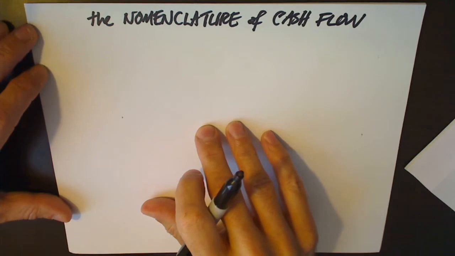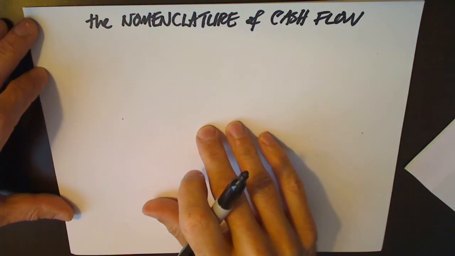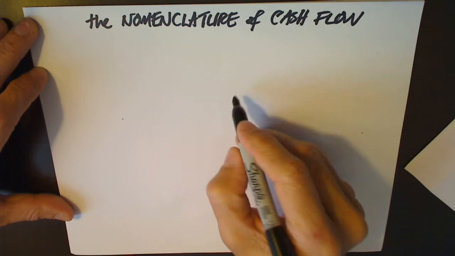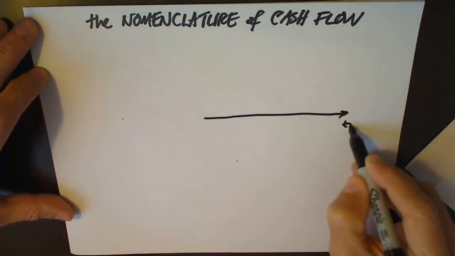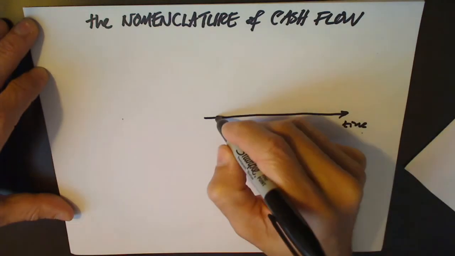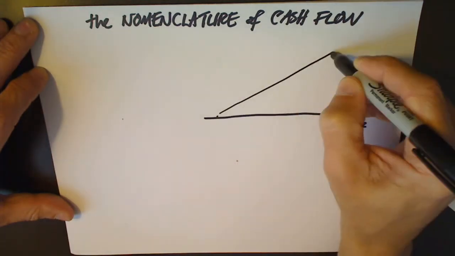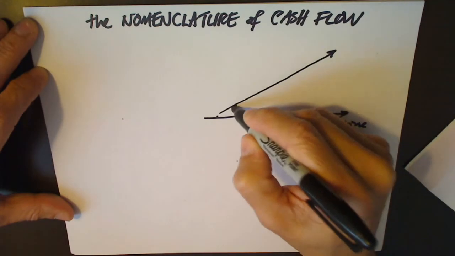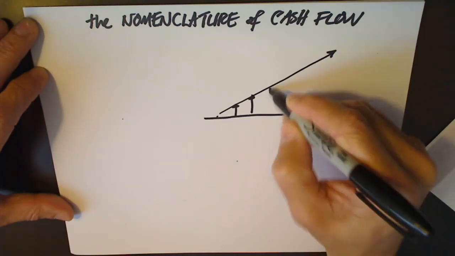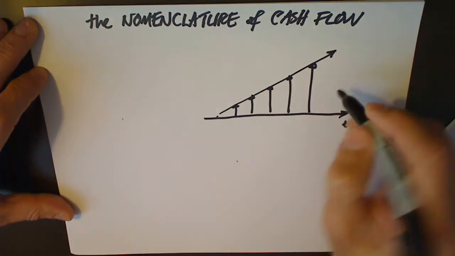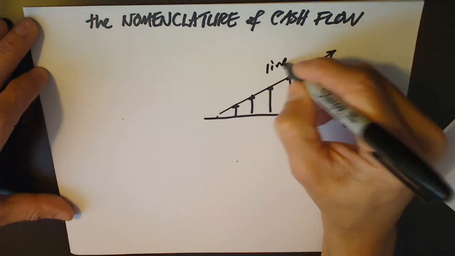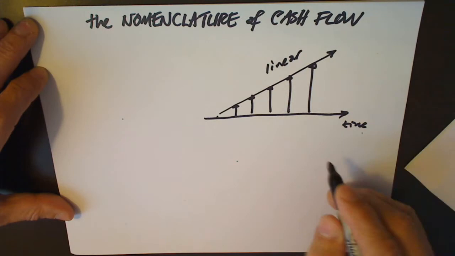There's some special cases of cash flow diagrams that don't look like a uniform series. For example, we might have a cash flow diagram that grows like this. Instead of a uniform series of payments, we have a growing series of payments. And in this example, the growth is linear.